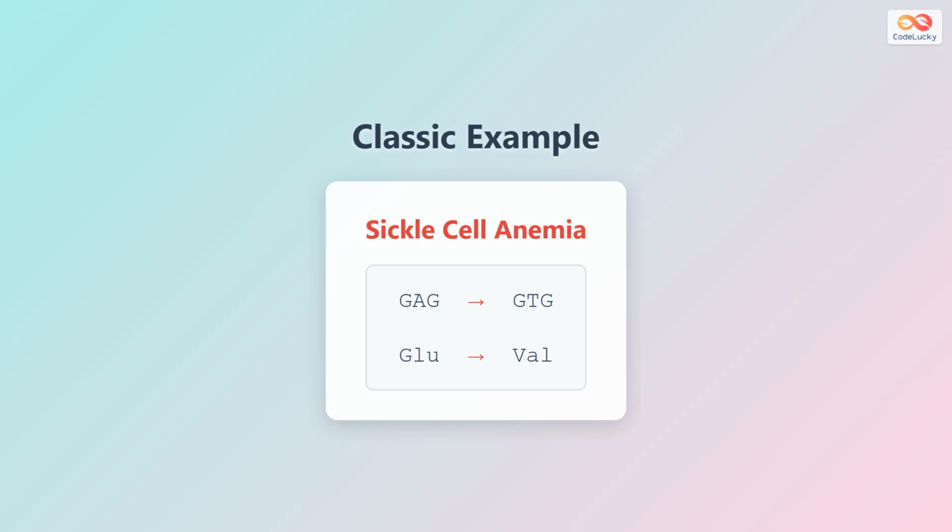The most famous example of a missense mutation is the one that causes sickle cell anemia. In this disease, the codon GAG, which normally codes for glutamic acid, is mutated to GTG, which codes for valine. This happens in the gene for hemoglobin, the protein that carries oxygen in red blood cells. Just this single amino acid change, from glutamic acid to valine at position 6 of the beta-globin chain, causes the hemoglobin molecules to stick together under low oxygen conditions. This makes red blood cells become sickle-shaped instead of their normal round shape, leading to all the symptoms of sickle cell disease.